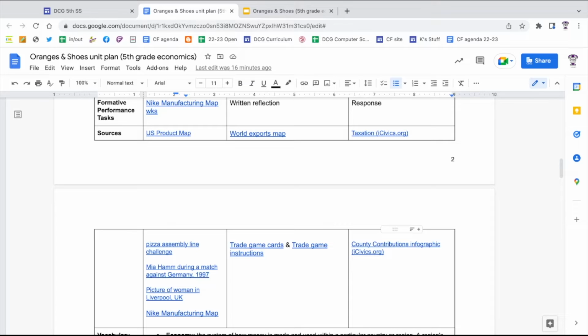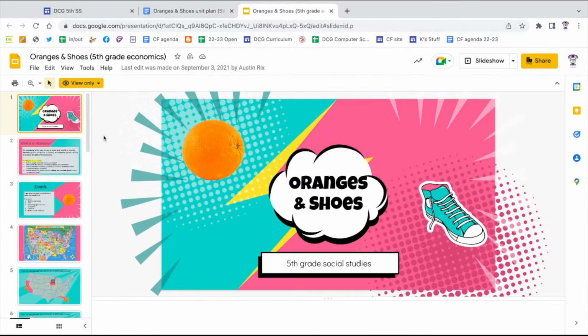There's also a simulation game and some resources from iCivics. If you do not have a teacher account on iCivics, I would recommend that you create one, as it is free and gives you lots of options for lessons and resources, most of which you can directly link to Google Classroom. As I said before, there is a slideshow that goes along with this unit. Be sure to still use the unit plan, which has notes about each slide, because it also includes additional instructions that may not be listed within the slideshow.